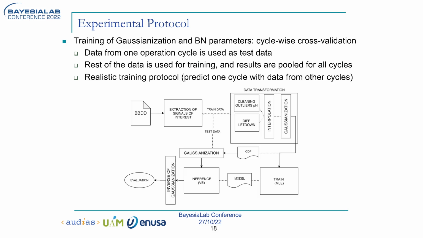This is a very realistic training protocol, and it is confirmed with the staff from ENUSA, because in some way we're predicting one cycle with data from other cycles, which is quite realistic. We have these past cycles of the nuclear power plant, and with these cycles, we need to predict the next cycles. And the database is small because we cannot have tons of data. Each operation cycle takes years.